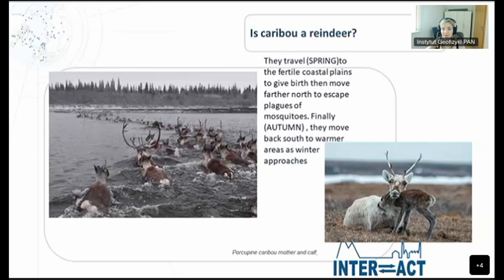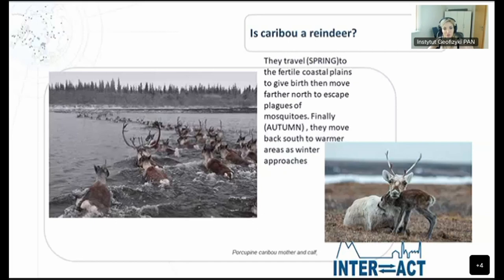But the summer months are still not easy for the caribous. One of the factors that really is irritating are mosquitoes. It's much more irritating for them than we might imagine. Mosquitoes, biting flies, other insects, parasites, they harass caribous all the time. And they are the primary direct driver of caribou movement during this time.